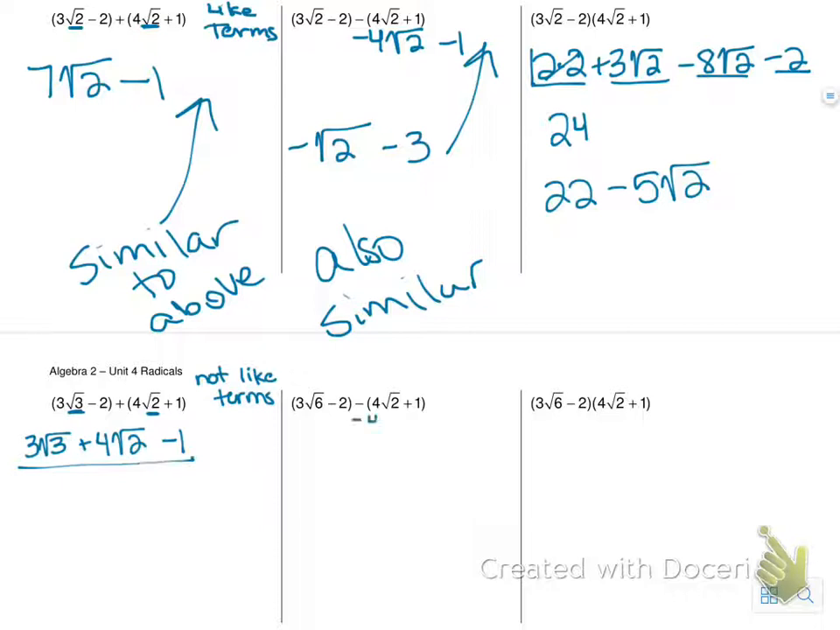So maybe pause that and look at it again. Okay, next thing, also not like terms. So see where I got that answer. Can't really combine anything else other than the -2 and the -1. Those are the only things that are like terms. Nothing else is a like term.